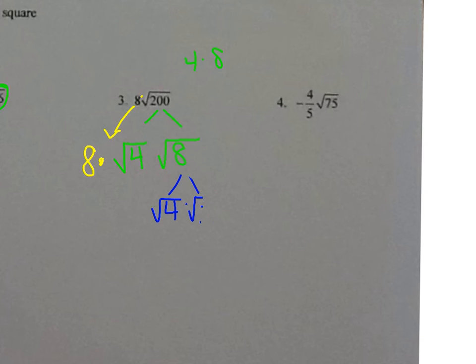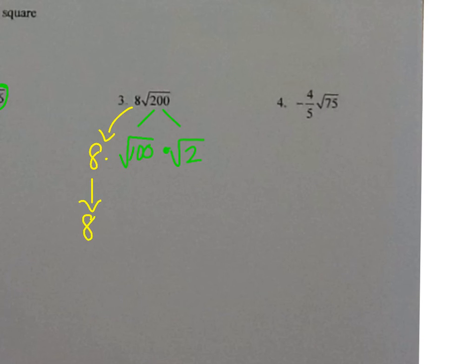So the largest perfect square that divides into, hold on, let me just get rid of this. So let me just bring down that 8 again. So the largest perfect square that divides into 200 is actually 100 times 2. So it's the square root of 100 times the square root of 2. Keep bringing down that 8. The square root of 100 is 10. That's an irrational number, the square root of 2. So we're just going to bring that down.